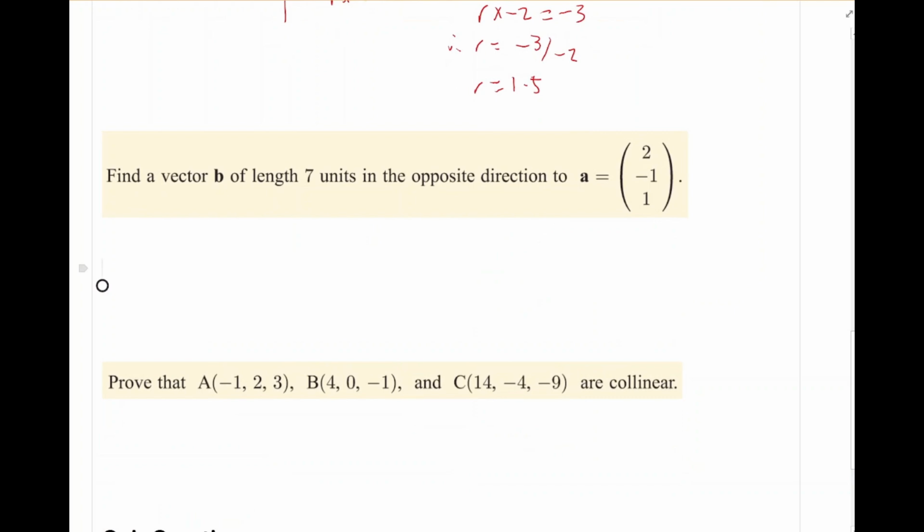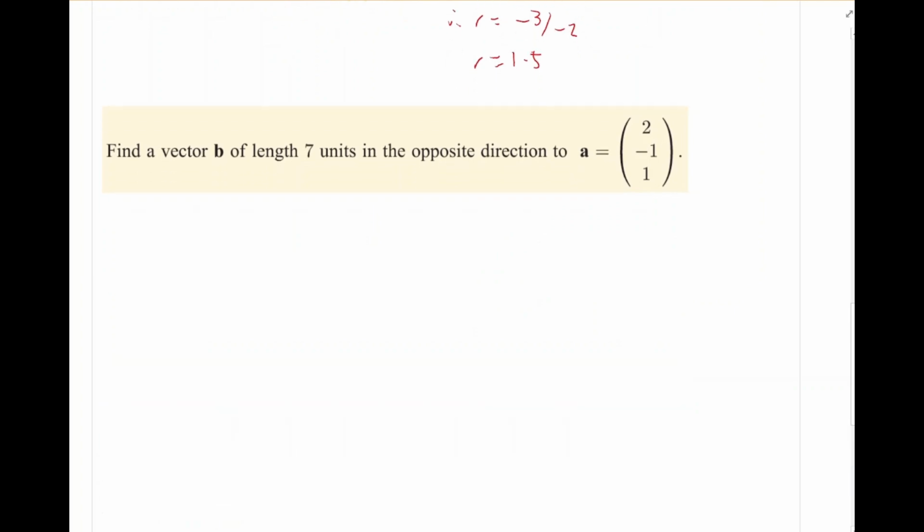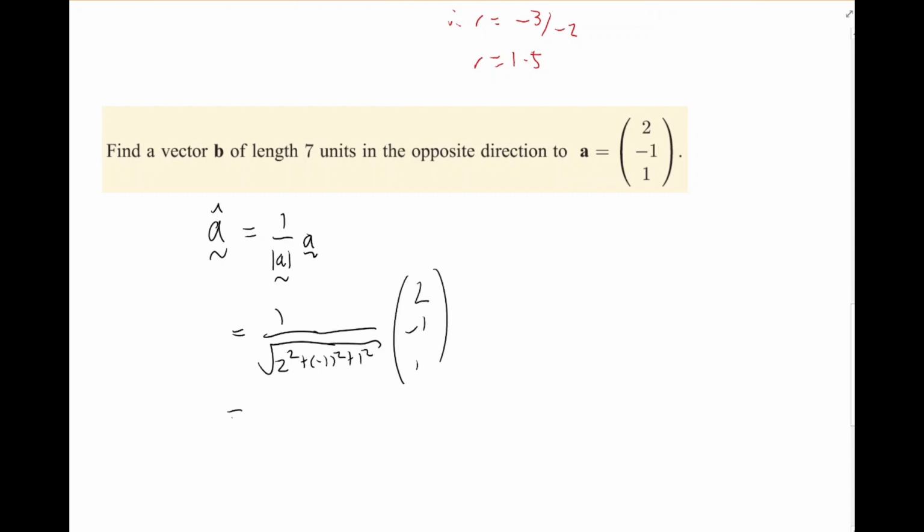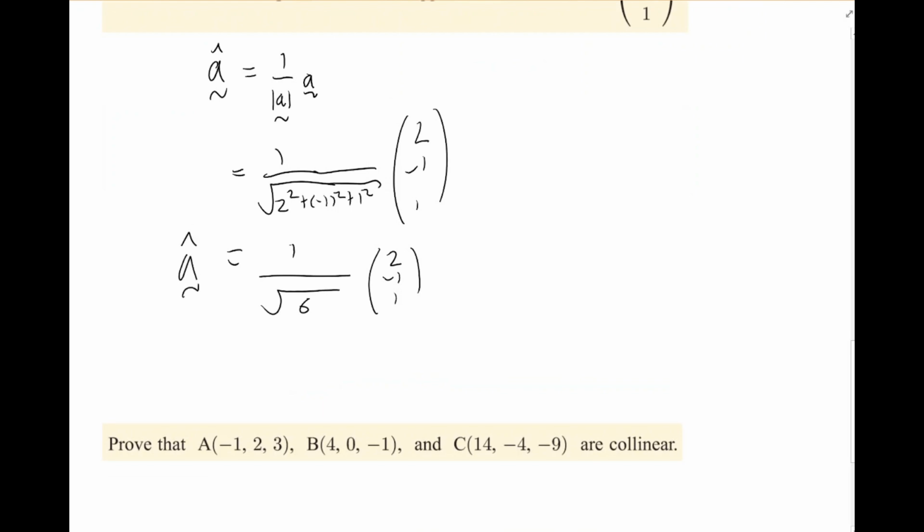Next, we want to find a vector b of length 7 units in the opposite direction to a. So the first step here is going to be to find this very special vector called a hat. And the formula for that is 1 over mod a times a. And that'll give us a vector which has a length of 1, but pointing in the same direction as a. So that's going to be 1 over the square root of 2 squared plus -1 squared plus 1 squared, times (2, -1, 1). So that's going to be 1 over root 6 times (2, -1, 1). And that's our a hat vector.